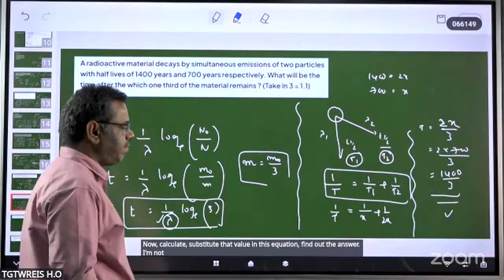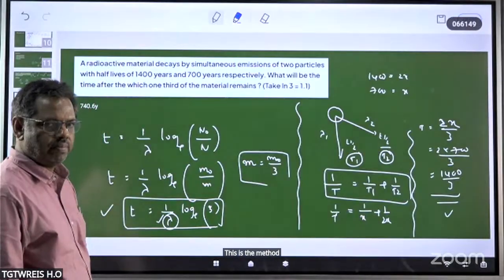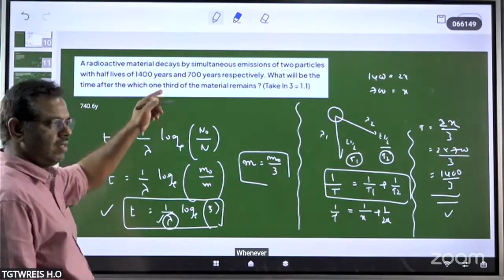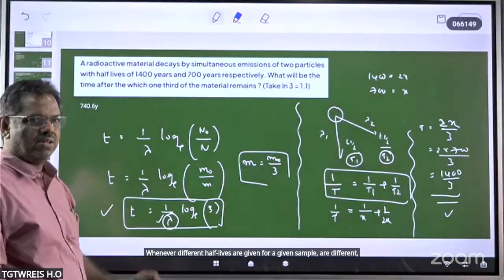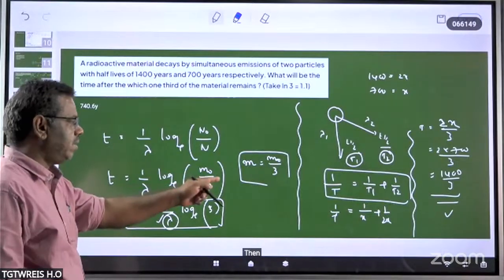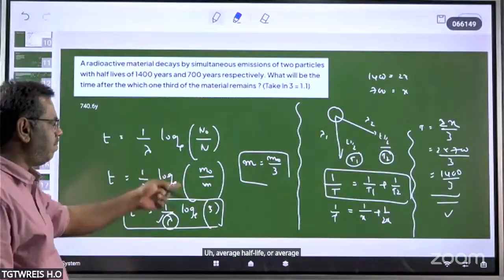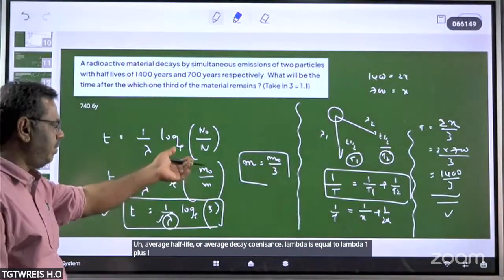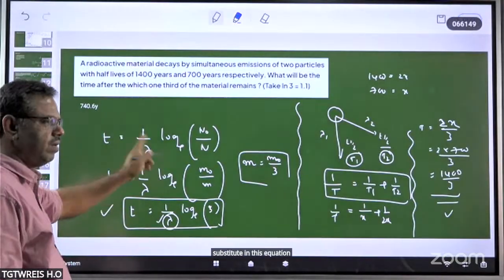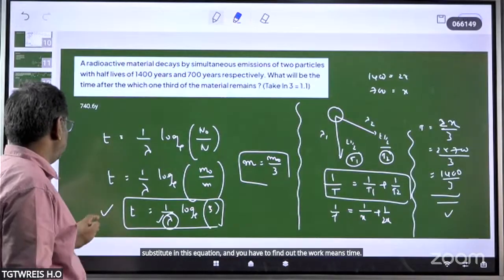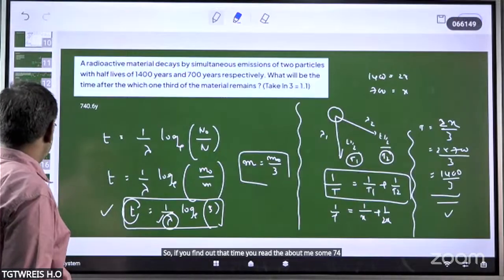I'm not going to do the simplification. This is the method of solving the problem. Whenever different half-lives are given for a given sample, or different disintegration constants are given, then you need to find the average half-life or average decay constant. Lambda is equal to lambda 1 plus lambda 2, whatever the case may be. By using that, substitute in this equation and find the time. If you find the time, you will get some 740.6 years like that.